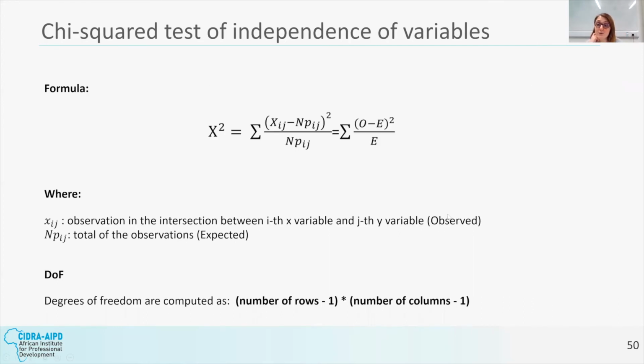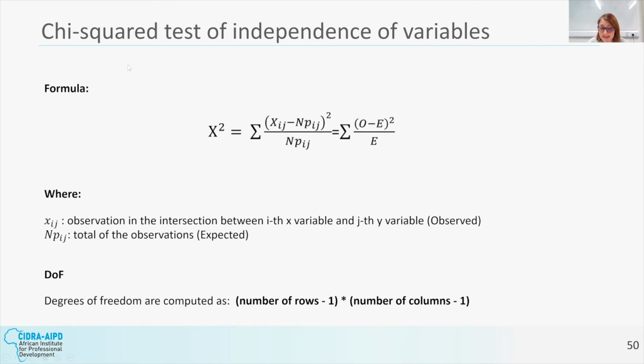So how is the chi-square statistic computed? The chi-square is computed as the difference between the observed counts, which is given by the value in the intersection between the ith X variable and jth X variable, and the expected count, which is given basically by the total of the observation. So the chi-square is a number which tells us how much difference exists between the observed counts and the expected counts if there were no difference between the two populations.